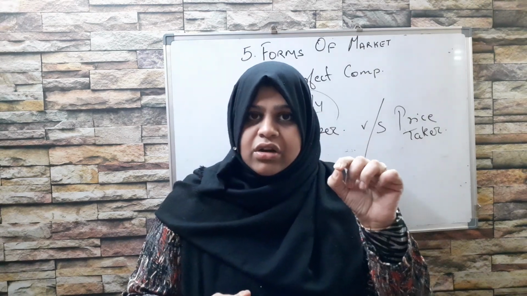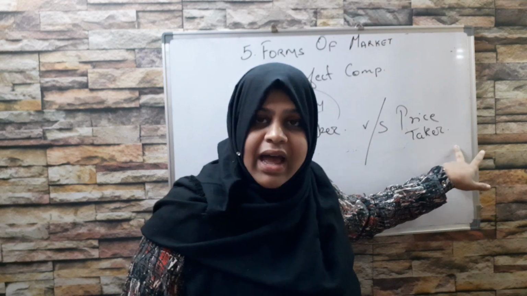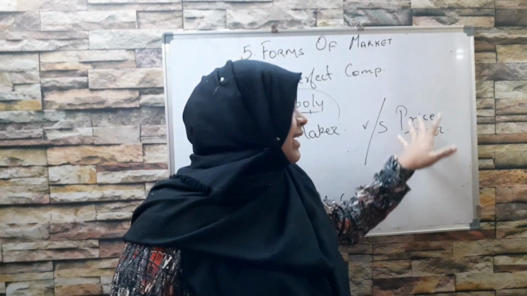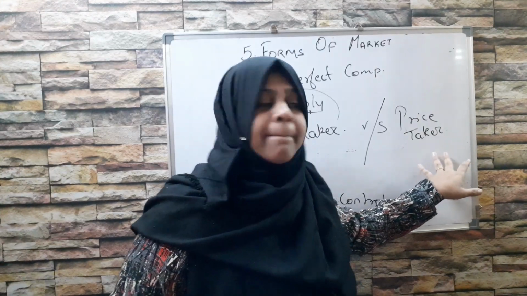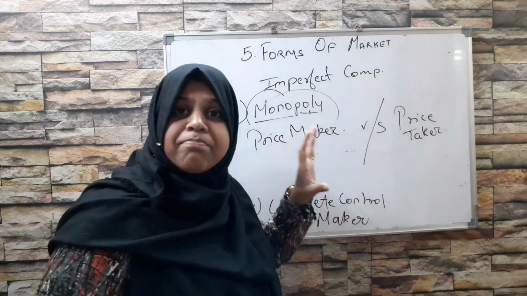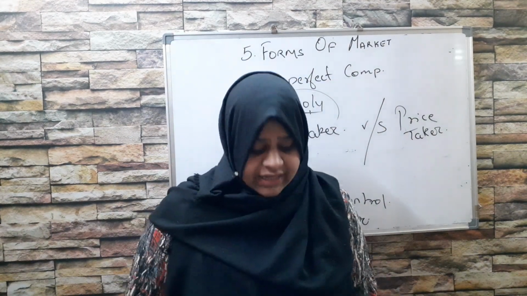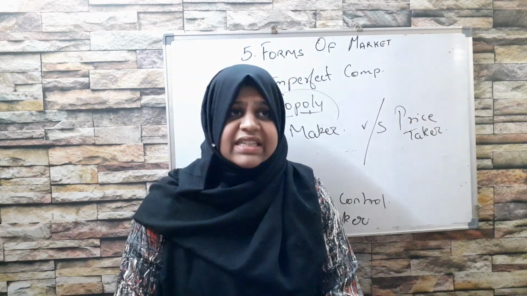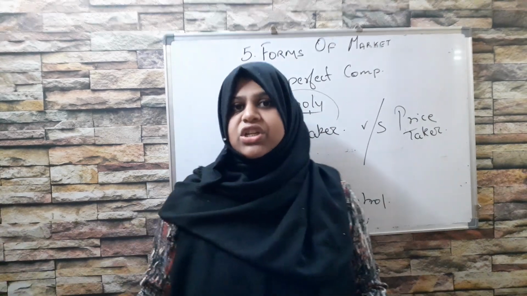A producer or a seller who has to depend upon supply and demand is known as the price taker. He cannot fix his own price. But here you have a price maker who can fix his own price. A basic example that I can give you is discriminating monopoly. It is another type of monopoly which we are going to study further.